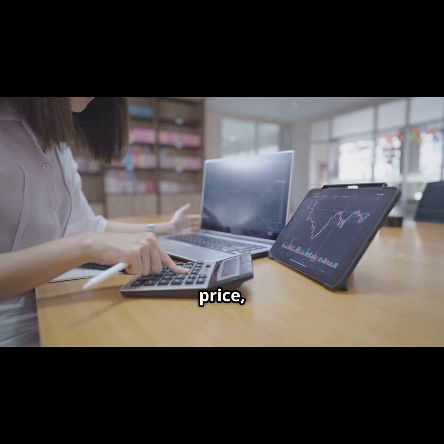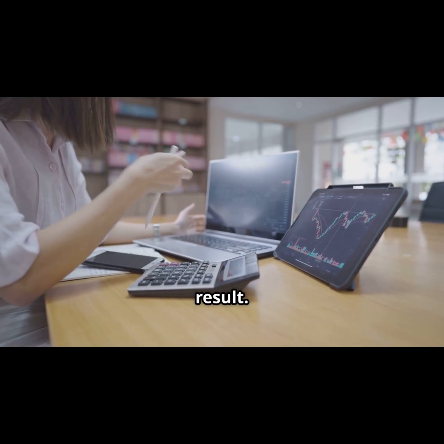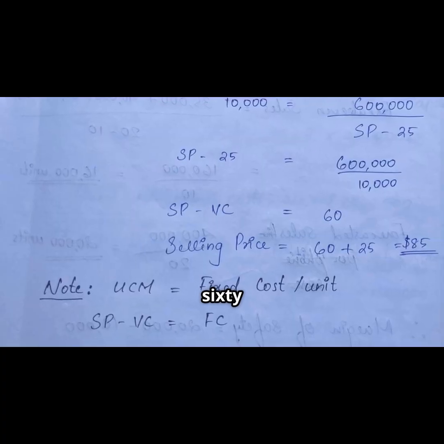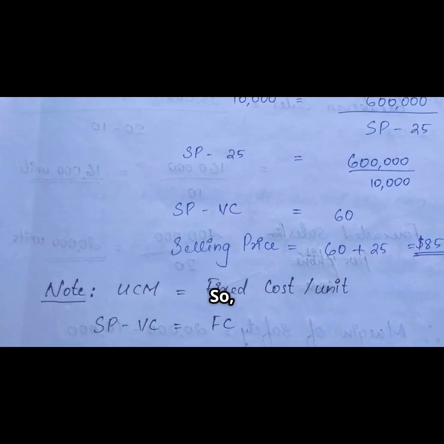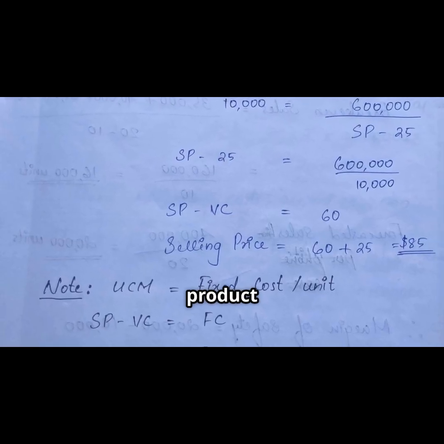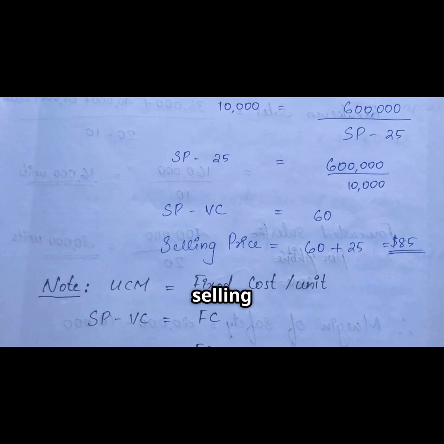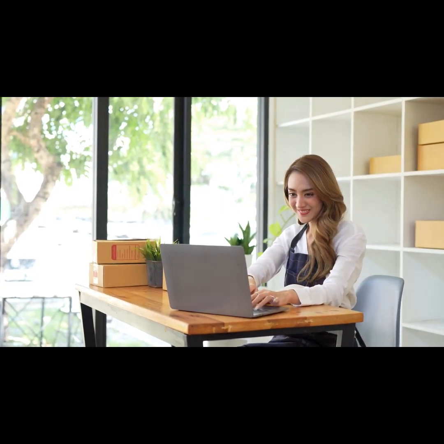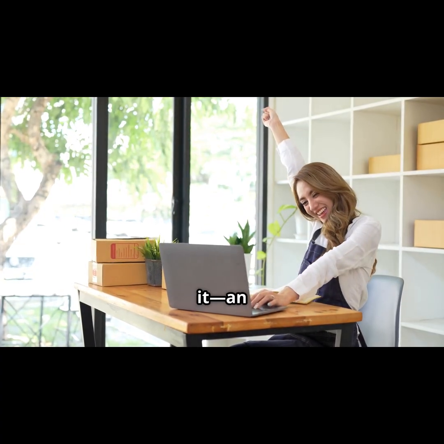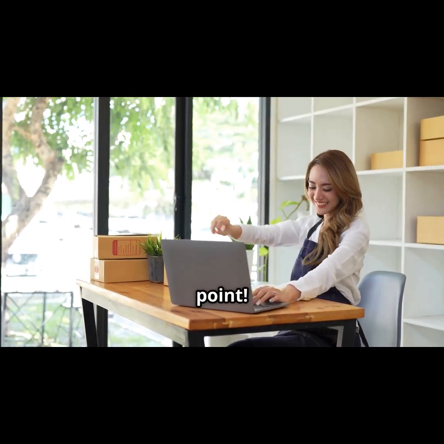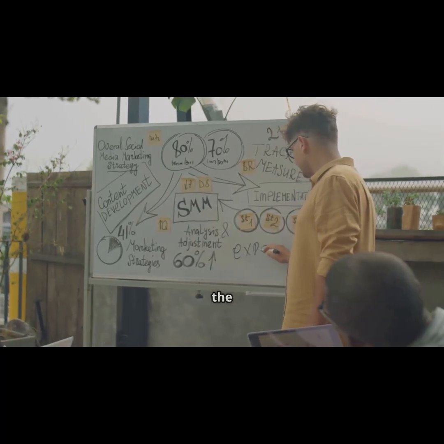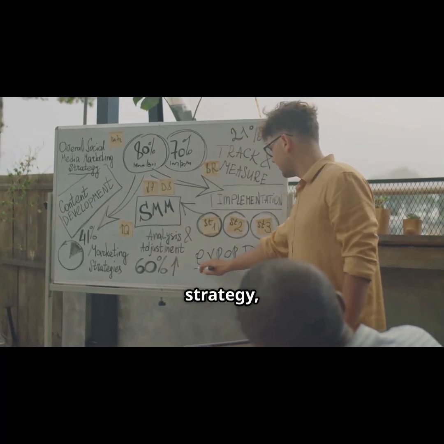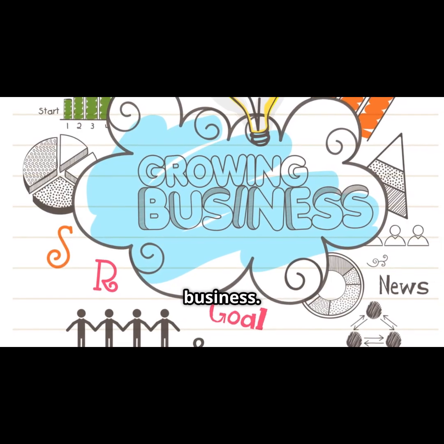To find the selling price, you add the variable cost to the result. Selling price equals $60 plus $25, which gives us $85. So, to break even, you'll need to sell your product at $85 each while selling 10,000 units. And there you have it, an easy way to calculate your break-even point. Remember, understanding this concept is crucial for setting the right price, planning your sales strategy, and growing a sustainable business.